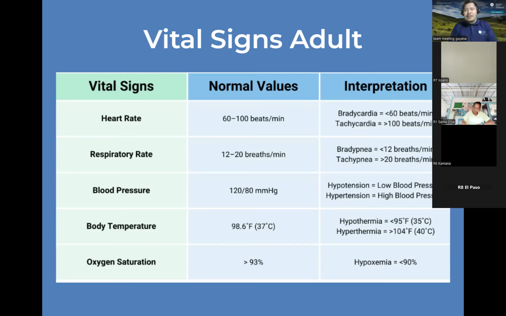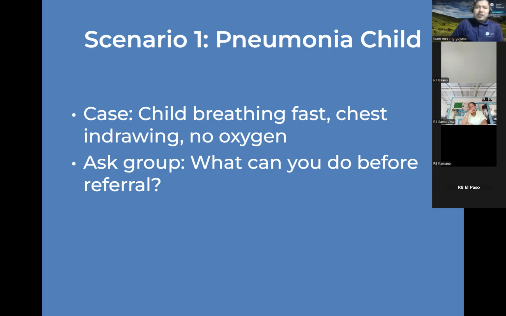All right, so I have a scenario. A patient came to the health post with pneumonia, right? They have the fever, difficulty breathing, and they're coughing. The child is breathing really fast, right? You find that the chest wall is going in abnormally and you have no oxygen at the health post. Can someone tell me how you think you will manage this patient?